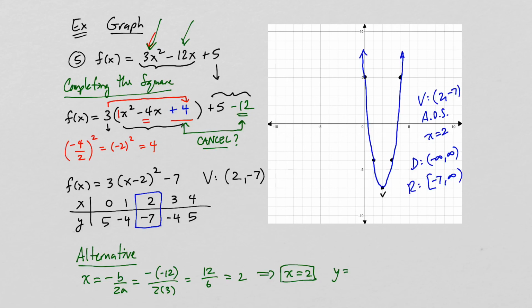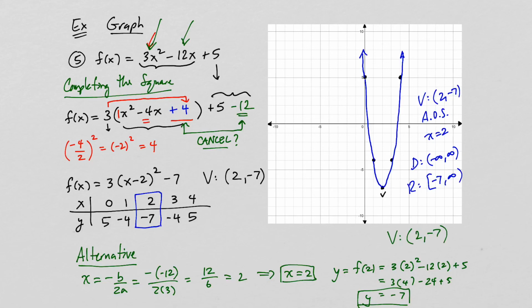And the y-coordinate will be f of 2. And f of 2 is 3 times 2 squared minus 12 times 2 plus 5. And this is 3 times 4 minus 24 plus 5. And if you do the math on that, you get negative 7. So the y-coordinate of the vertex is negative 7. Therefore, the vertex is 2, negative 7.